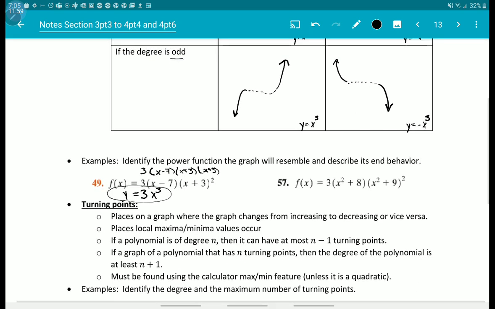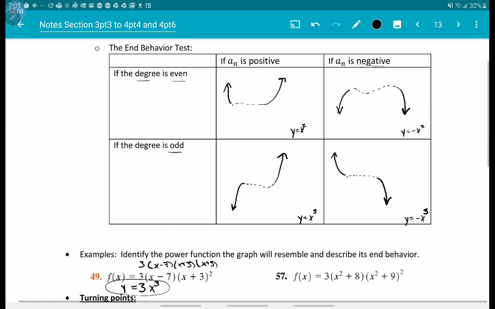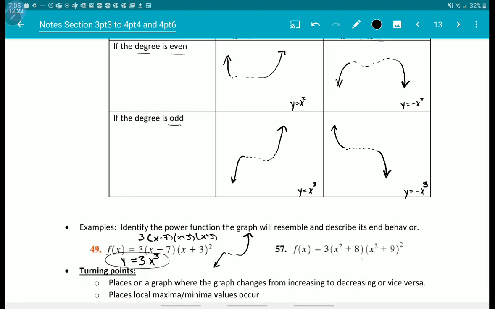Now, we have a positive leading coefficient, and we have an odd degree polynomial. So, odd degree polynomial, positive leading coefficient, that end behavior is going to look like this. That left-hand side is going to go down, that right-hand side is going to go up. In 57, let's say we were to kind of expand this a little bit.